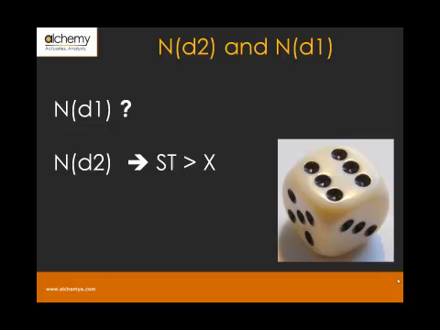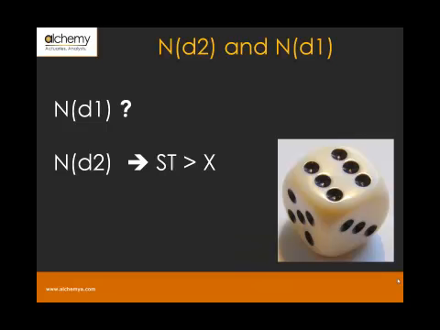And the example that I'd like to give is a very simple example that comes from basic mathematics. Let's look at a normal fair die. It's a dice that you would roll, and this dice has 6 faces. Each of those faces has a number on it, 1, 2, 3, 4, 5, and 6. Each of them is equally likely to occur. So if you look at N(d2) and you say N(d2) is the probability that S_T is greater than X, let's assume that the strike X is set at 3. So we're saying, what is the probability that S_T is greater than X?